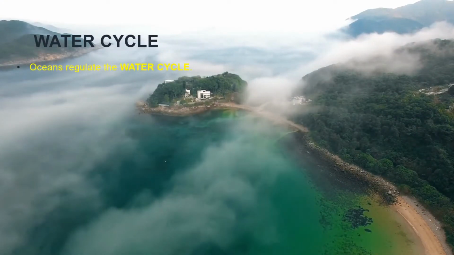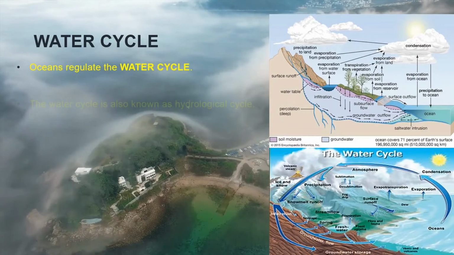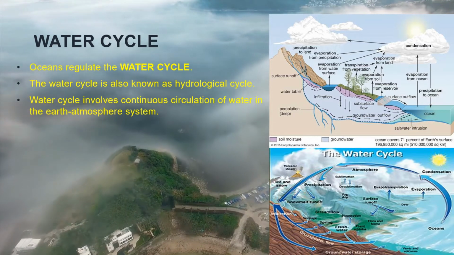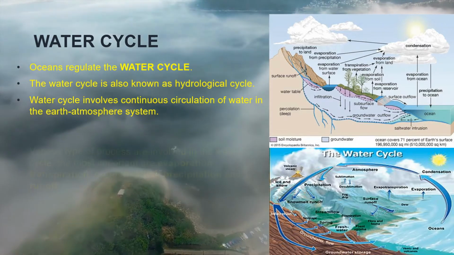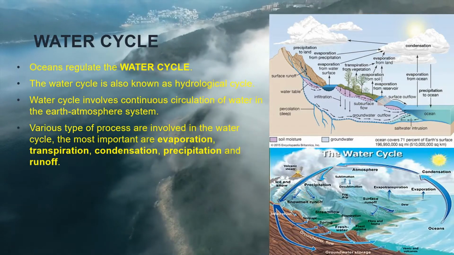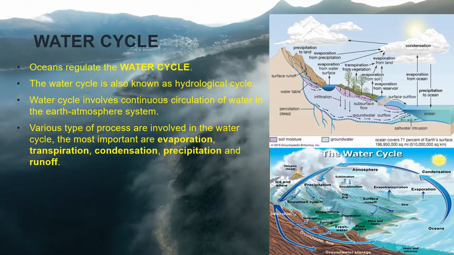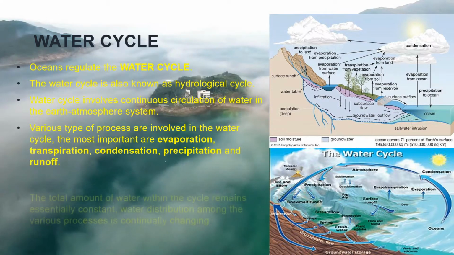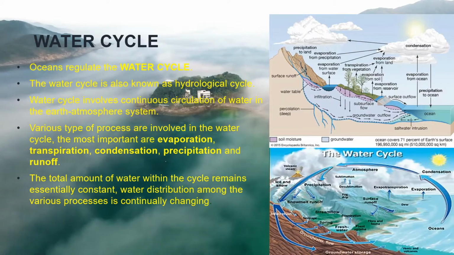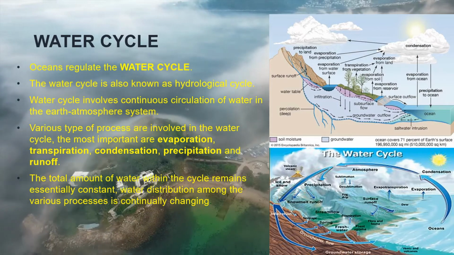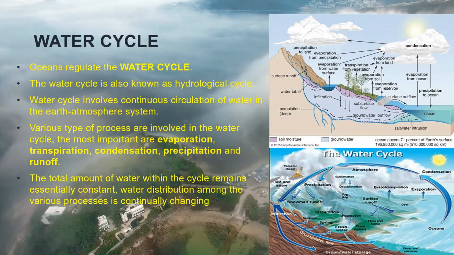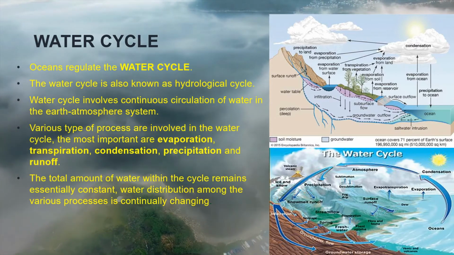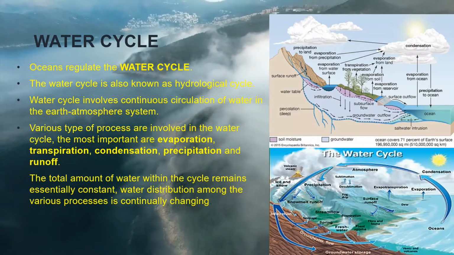Water cycle. Oceans regulate the water cycle. The water cycle is also known as hydrological cycle. Water cycle involves continuous circulation of water in the Earth atmosphere system. Various types of processes are involved in the water cycle. The most important are evaporation, transpiration, condensation, precipitation and runoff. The total amount of water within the cycle remains essentially constant. Water distribution among the various processes is continuously changing. Let us see briefly what is evaporation, transpiration, condensation, precipitation and runoff.